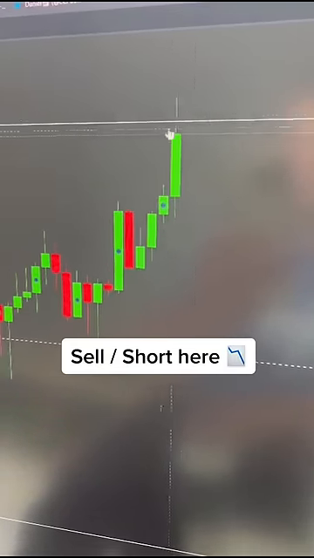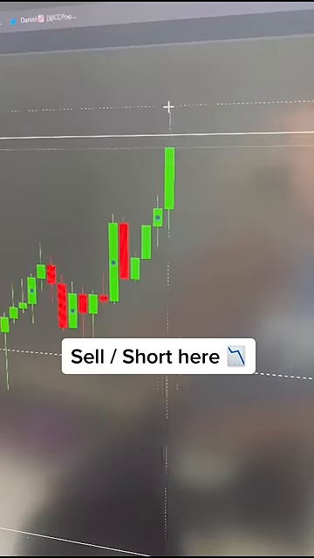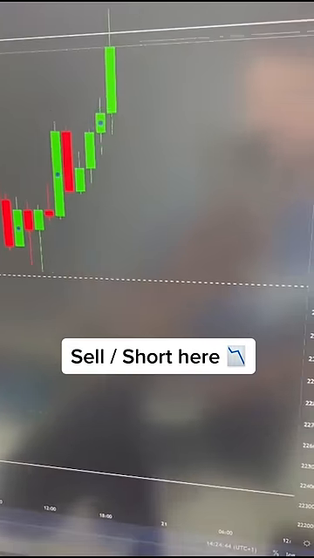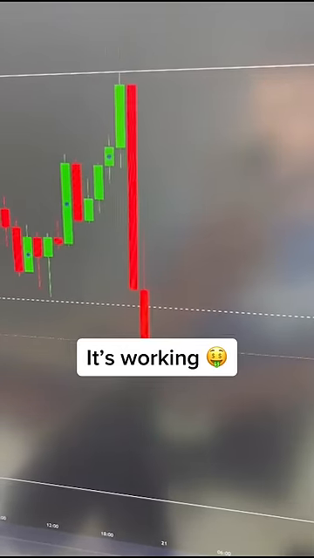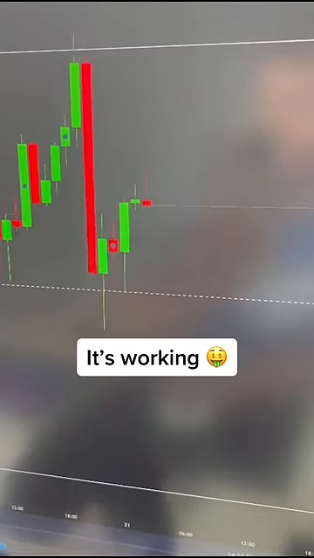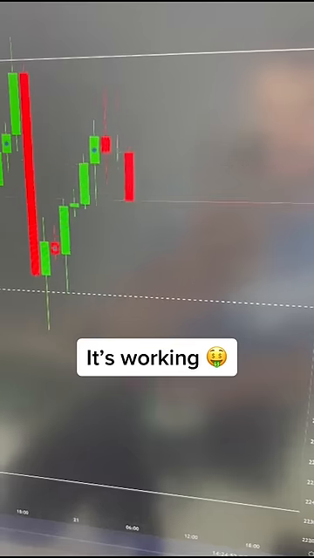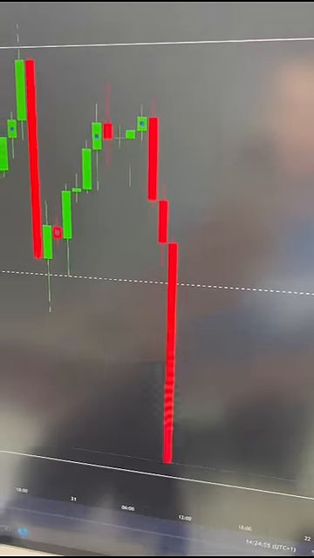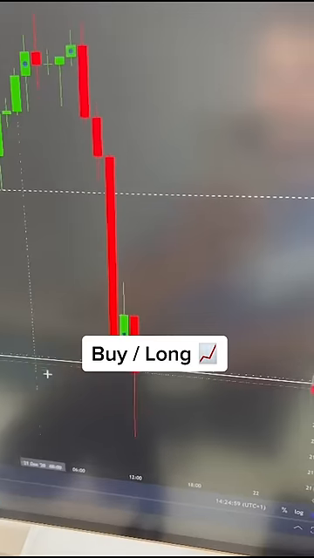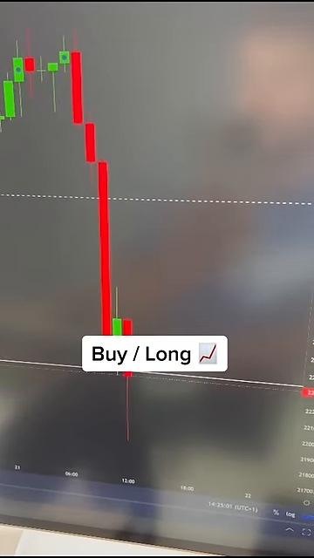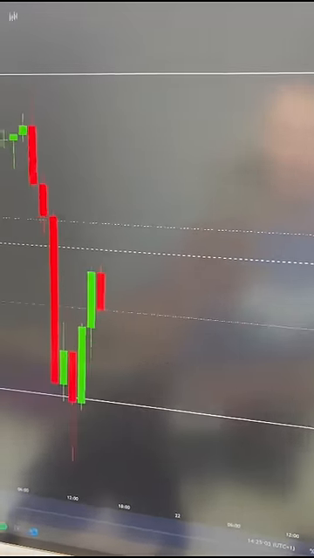Short after a rejection of the top of the channel, stop loss above the candle high, target down to the low of the range. Okay, we can start to see price moving along here until eventually it will come down to our channel low target, where this is where we would enter into our long position, stop loss below the wick low and targeting the top of the range.